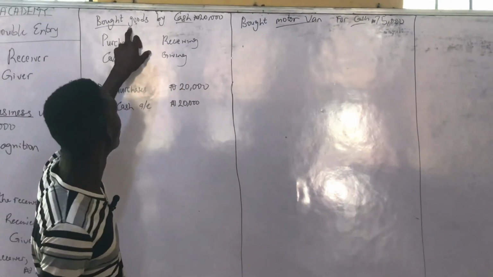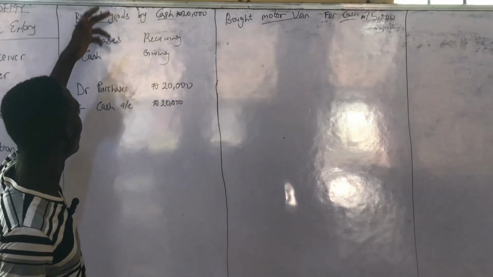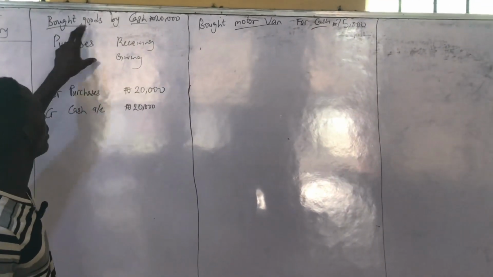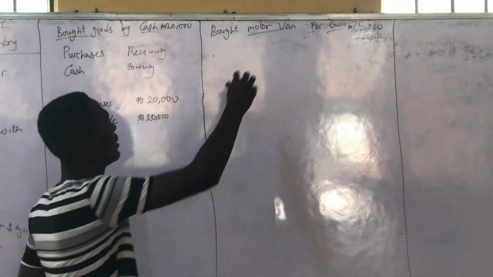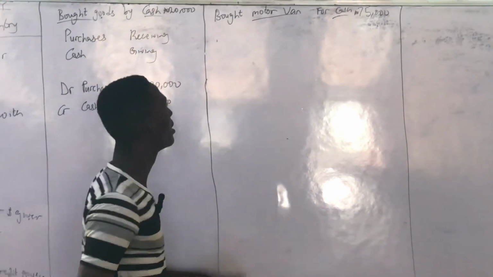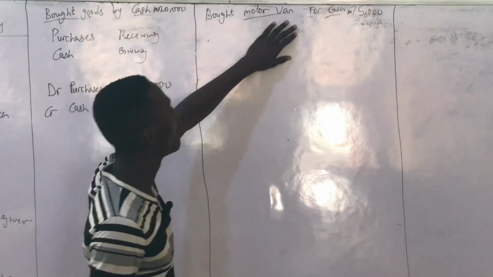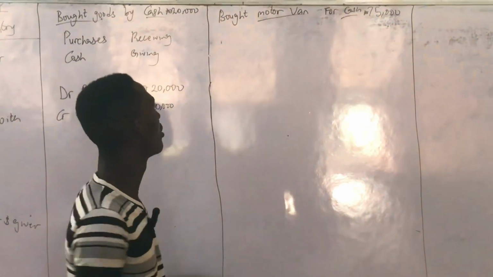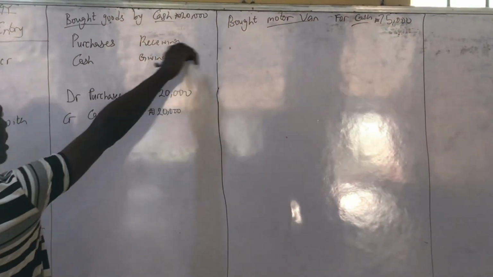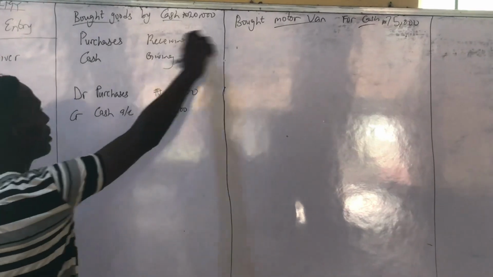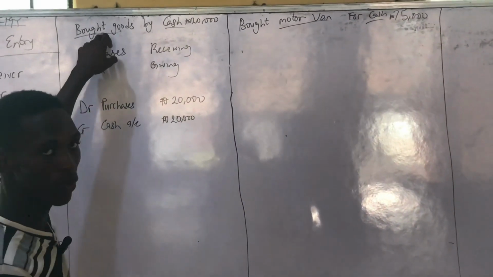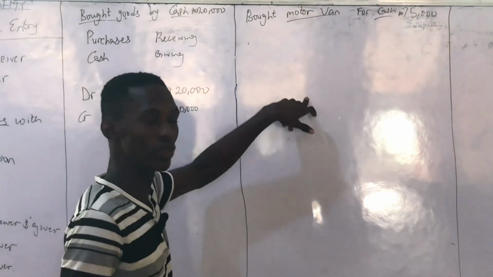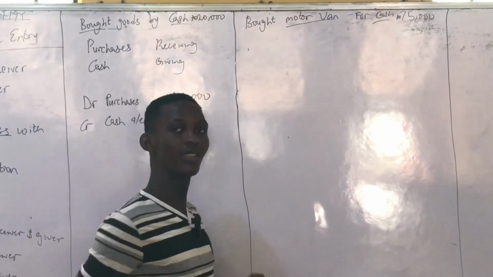This one is consumed or resold in the accounting period. It doesn't last more than an accounting period. While this account is going to last for a minimum of 5 years. Therefore, the way you record this transaction is different from the way you record this transaction. This one is bought for resale, while this one is meant for use. Therefore, they cannot be recorded in the same way.